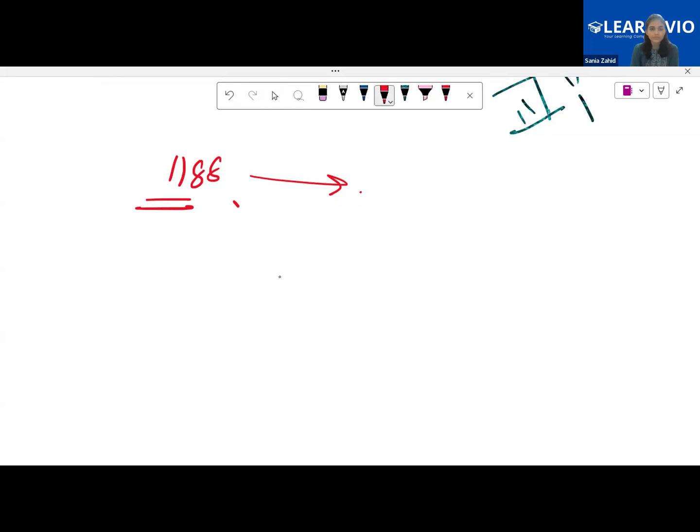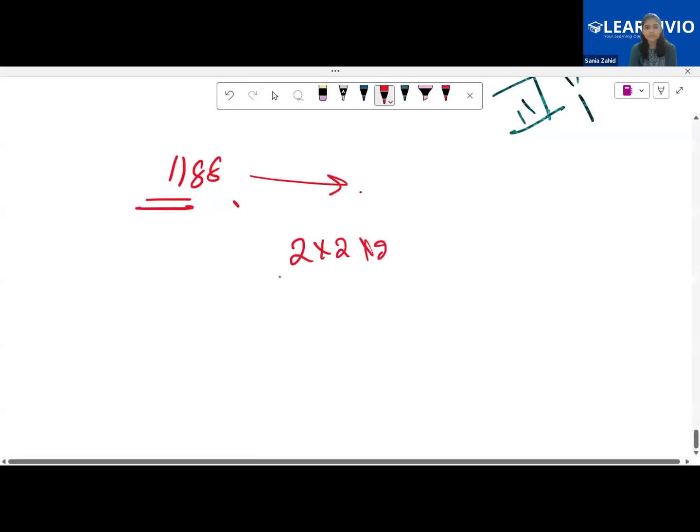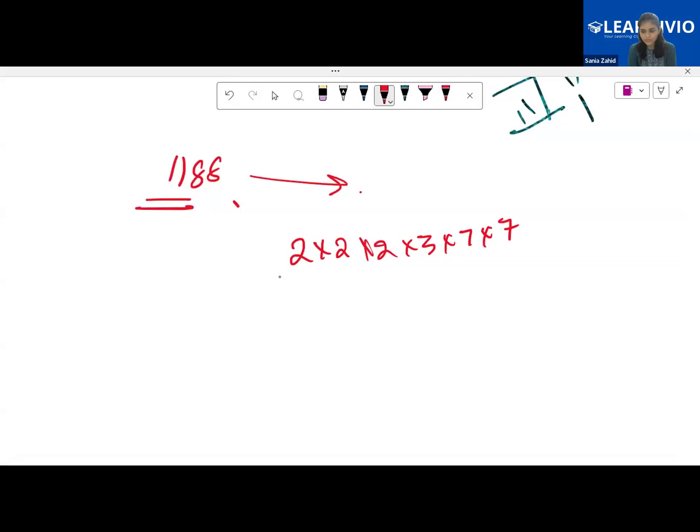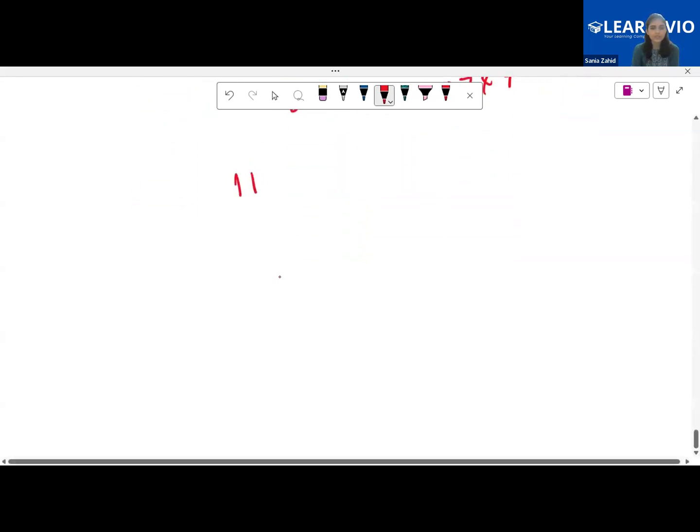Ma'am, when I did prime factorization, I got 2 into 2 into 2 into 3 into 7 into 7. So since there are two numbers that don't have three together, we had to multiply 3 and 7. Are you sure, Aswan, you're getting this for 1188? Yes, ma'am. Okay. Look here. 1188. Right? Yes, ma'am.